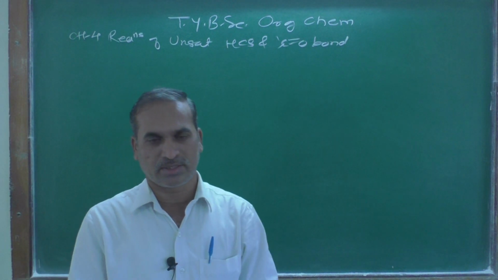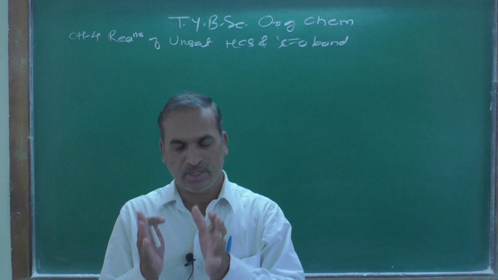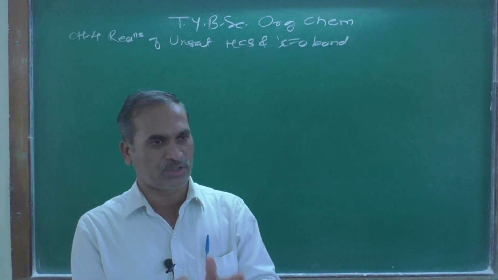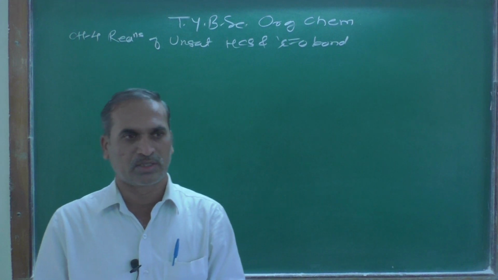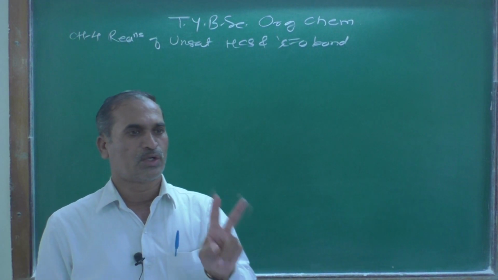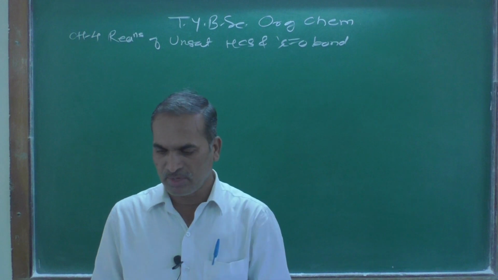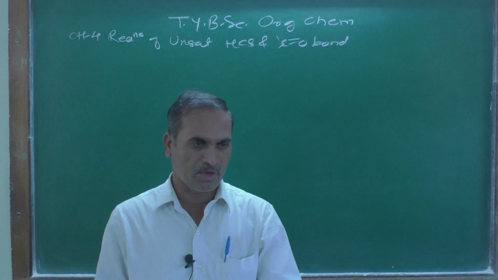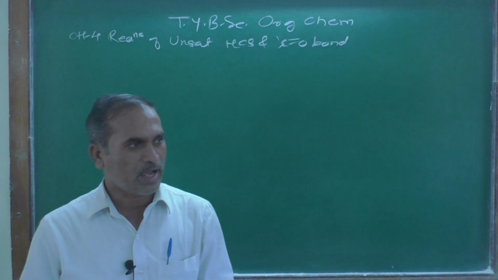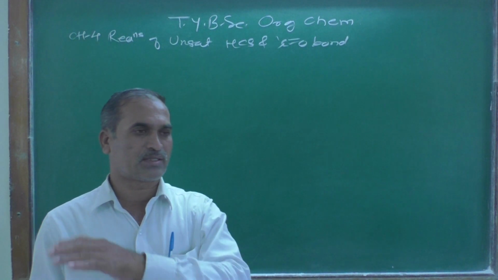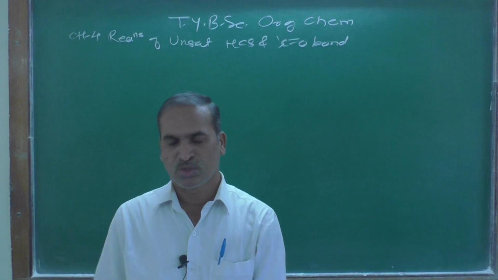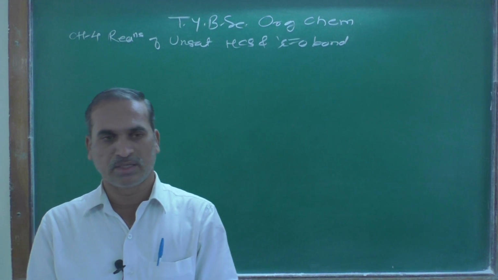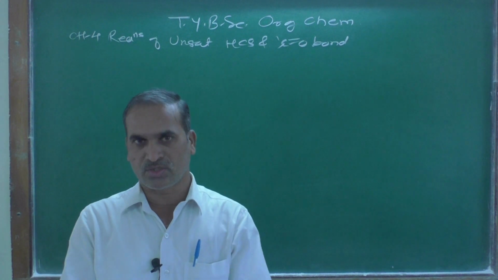What did we discuss yesterday? Yesterday we discussed the general electrophilic addition to the carbon-carbon triple bond, and it involved two steps. Step number 1, formation of the vinylic carbocation, and number 2, attachment of the base, that is X minus. So these are the things we have seen in the previous lecture.